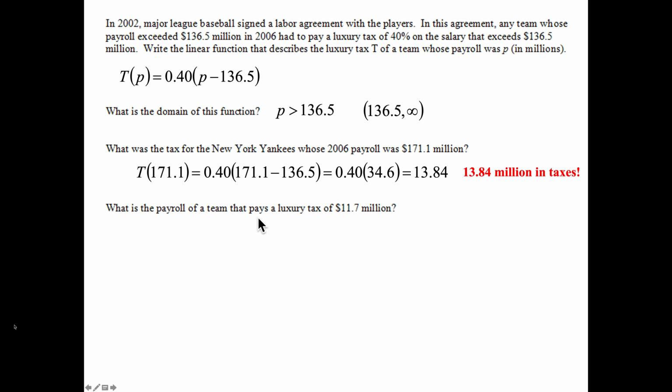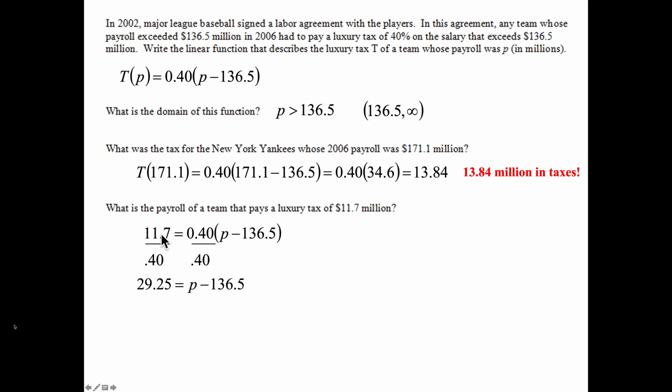You can also ask this question: what is the payroll of a team who had to pay a luxury tax of 11.7 million? So 11.7 million goes over here where the tax was, the T of P. So that's the tax paid. And now solve this for P. So get rid of the 0.4 being multiplied on the outside of the parentheses, so we divide that over. You could distribute it if you wanted, but then you do more work. So I'm going to keep this as short as possible.